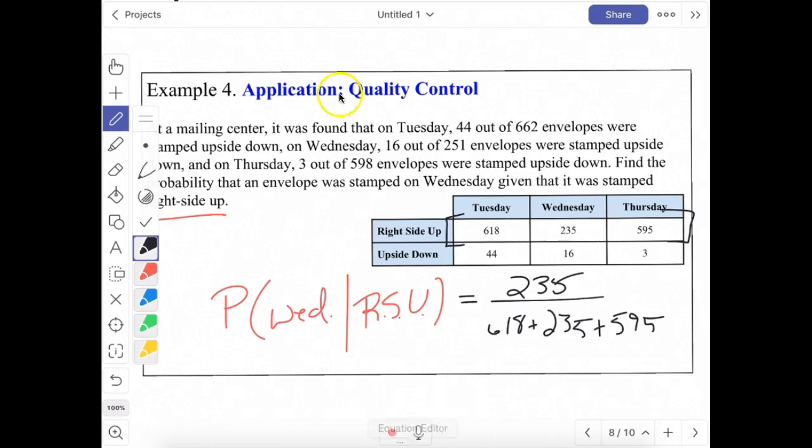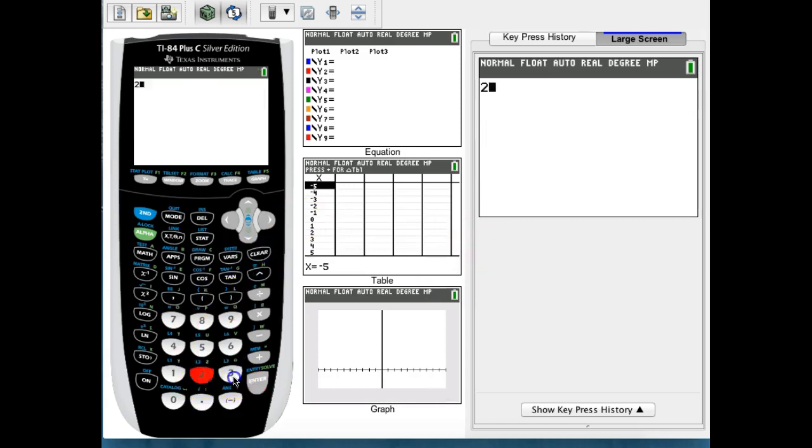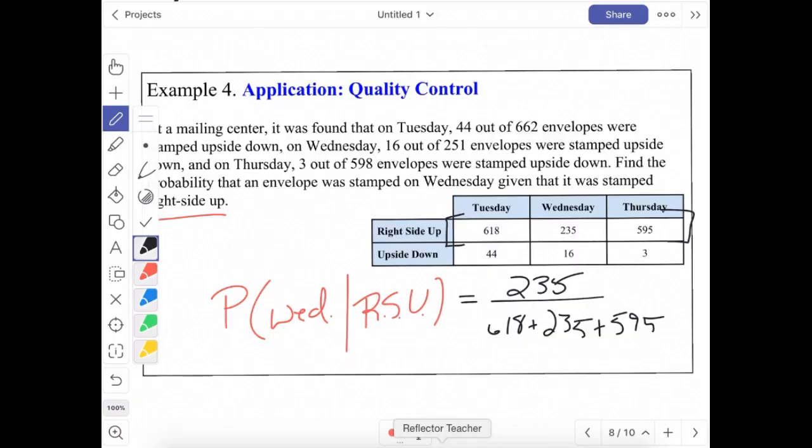Since we got our calculator, might as well utilize it. 235 divided by 618 plus 235 plus 595. Probability of that is 16.2%. Picking that Wednesday envelope if you're looking only at the ones that are right side up.